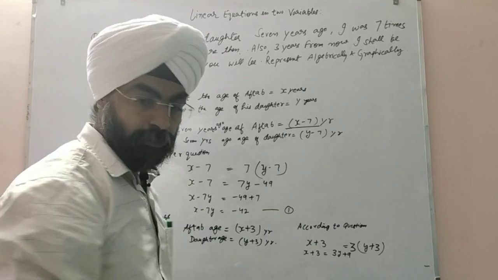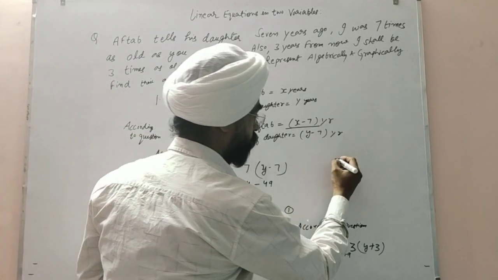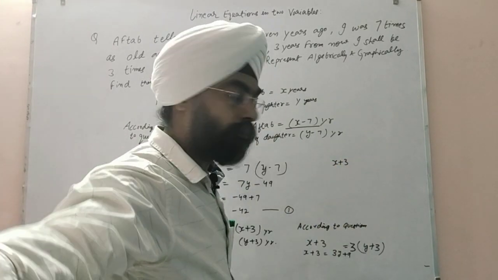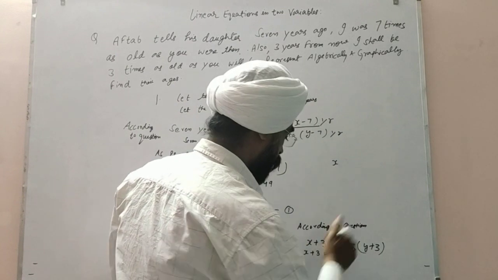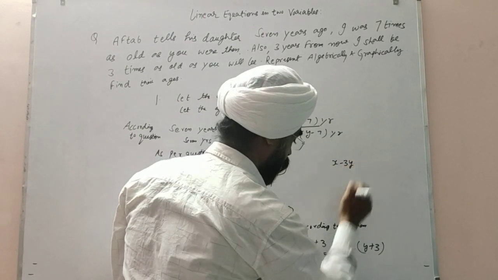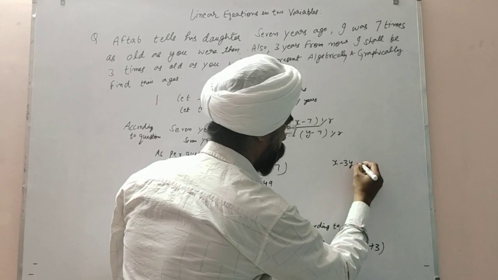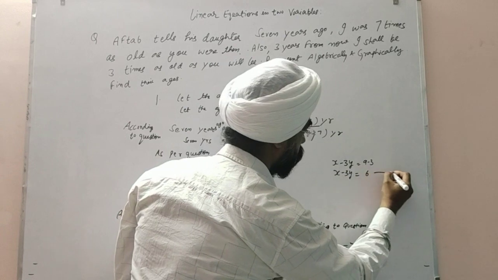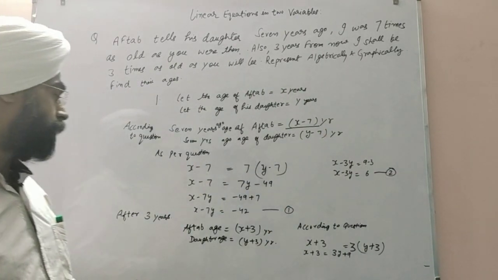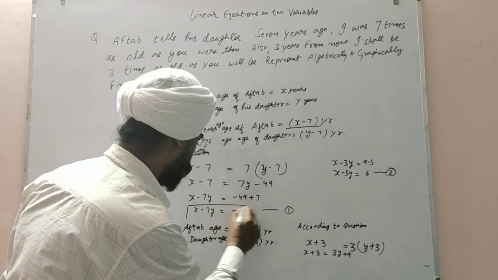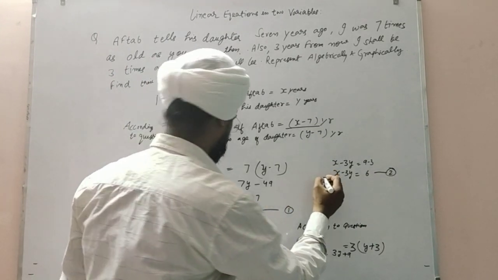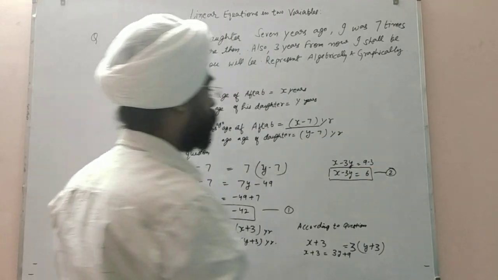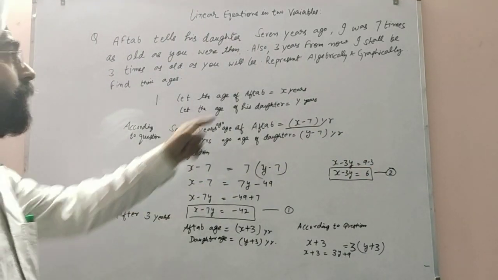Or I am writing it here. The next step will be x plus 3, or you can write it as x minus 3y equal to 9 minus 3, x minus 3y equal to 6. This is the second algebraic equation. The first algebraic equation is x minus 7y equal to minus 42, and the second is x minus 3y equal to 6. This is our algebraic representation.